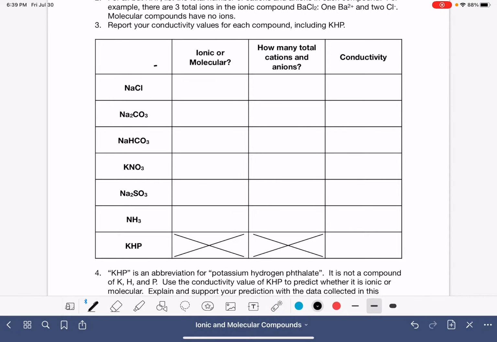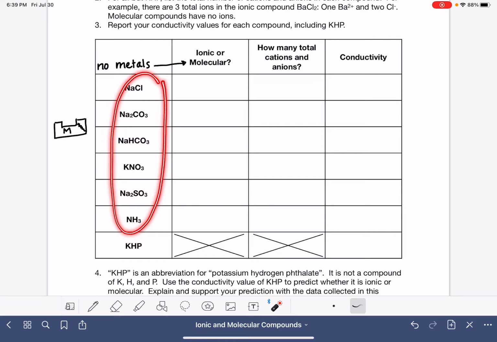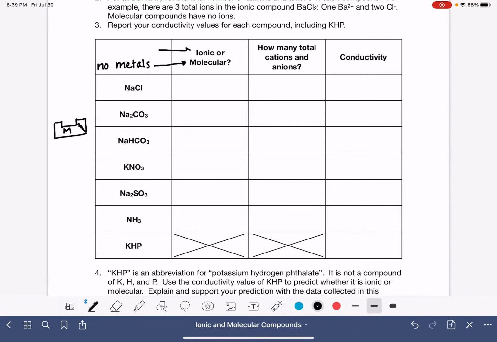Now, as a reminder, a molecular compound, we're going to define as one that has no metal atoms in it at all. So looking at a periodic table, if you just get a periodic table handy, remember there's that kind of jagged line over on the right-hand side of the periodic table, and everything on the left of that jagged line is a metal. So if any of these formulas have a metal atom in them, they are going to be ionic. An ionic compound is a yes in terms of it does have a metal somewhere in the formula.